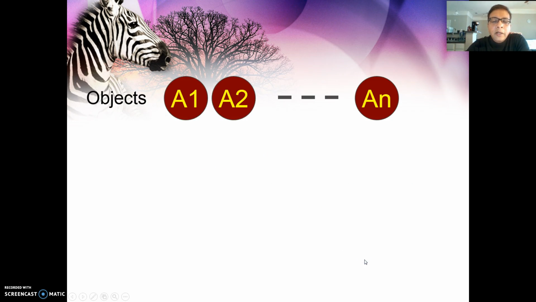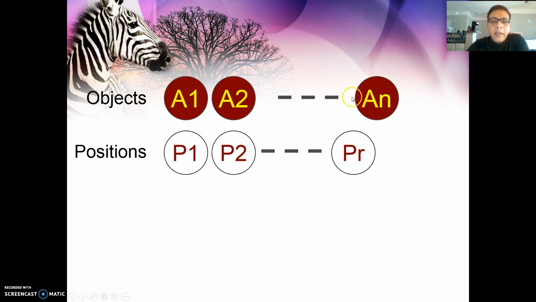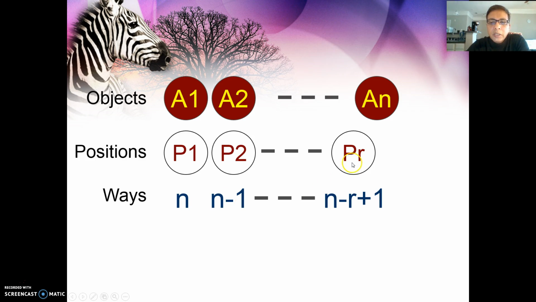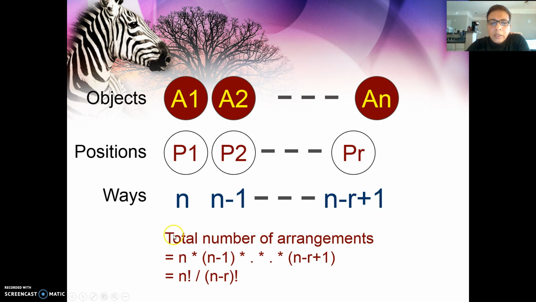So how to find the number? There are n objects and r positions, P1, P2, up to Pr. For the first position there are n choices, for the second position there are n minus 1 choices, and for the rth position we have n minus r plus 1 choices. So the number of ways is n into n minus 1 into n minus 2 up to n minus r plus 1, which is n factorial by n minus r factorial, which we call nPr.